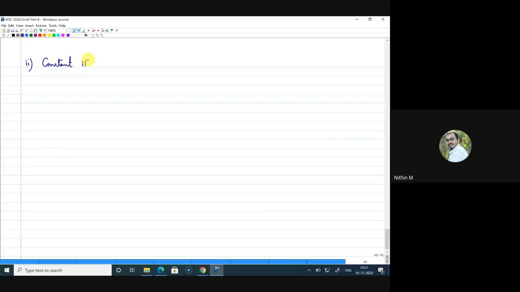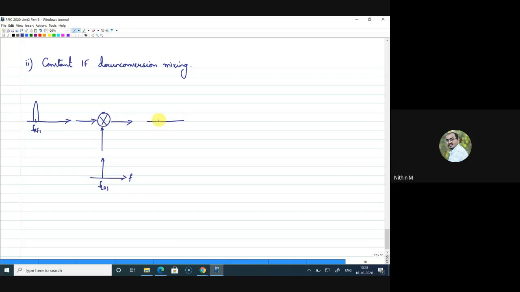So the second one is constant IF down conversion mixing. What happens here is, it is clear that you will have one channel which is having some RF frequency that will be given to the mixer, and for that we will have one LO frequency, say FLO1, and this will result in an IF frequency, which I can call FIF.